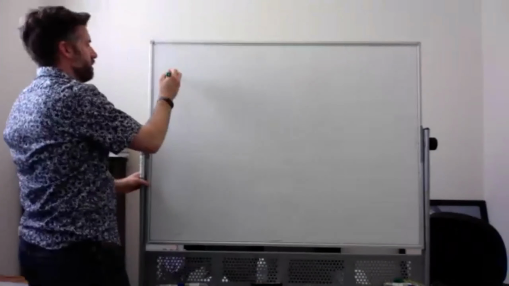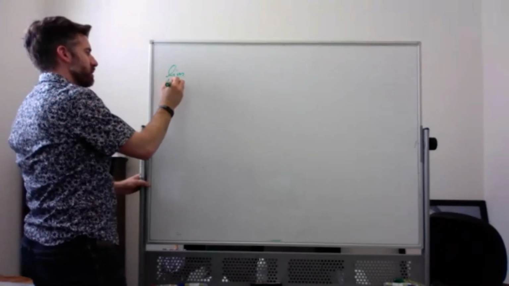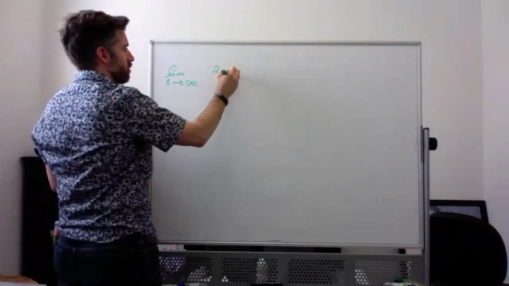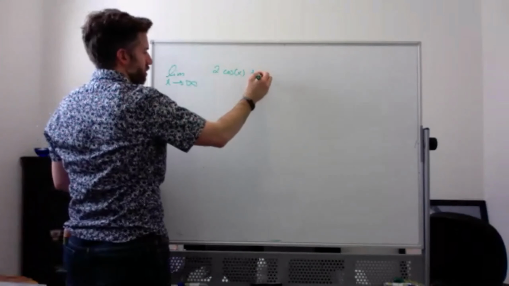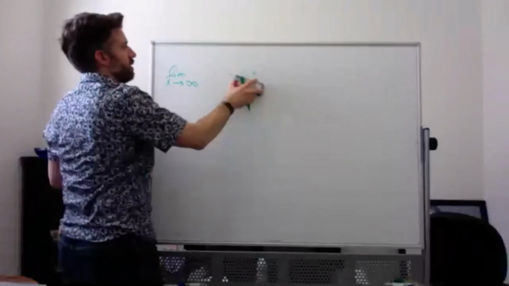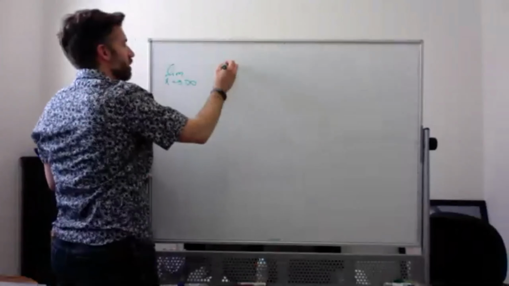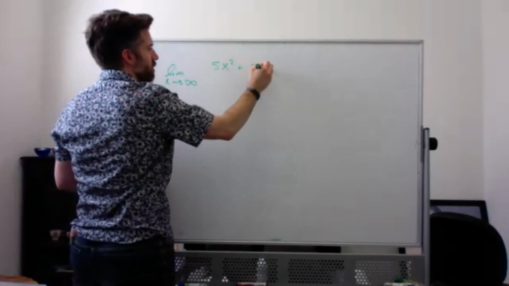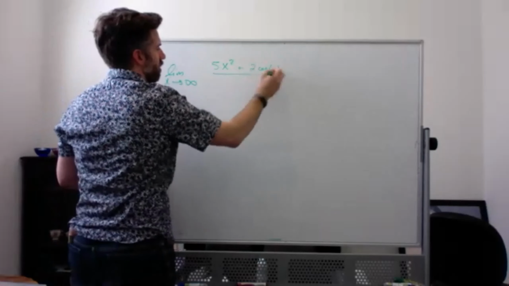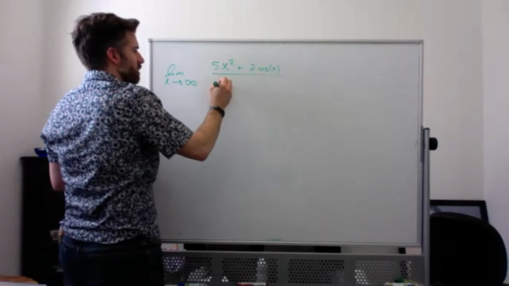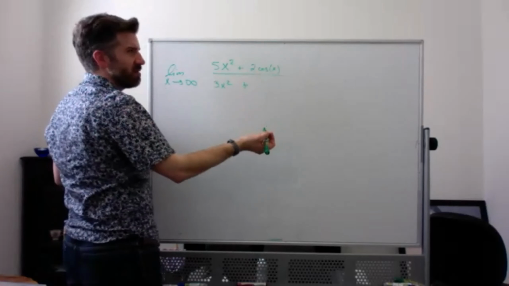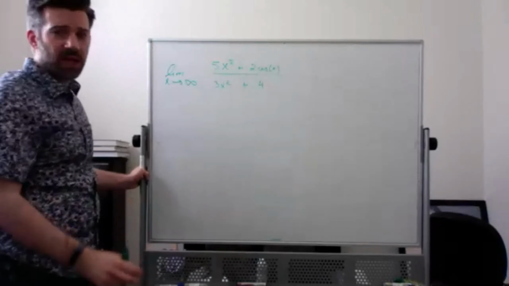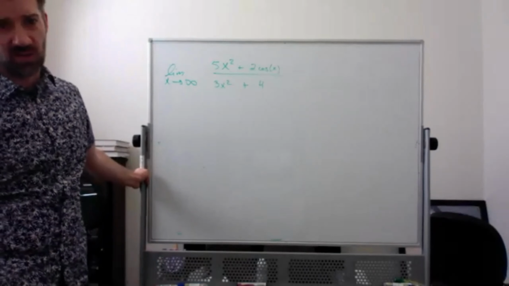So let's say I want to find the limit as x goes to infinity of 5x squared plus 2 cosine of x, all over 3x squared plus 4. Apologies. I feel like we did one like this the other day, but maybe I'm just lying to myself. We might have done a squeeze theorem one like this the other day. It's fine to do another one.